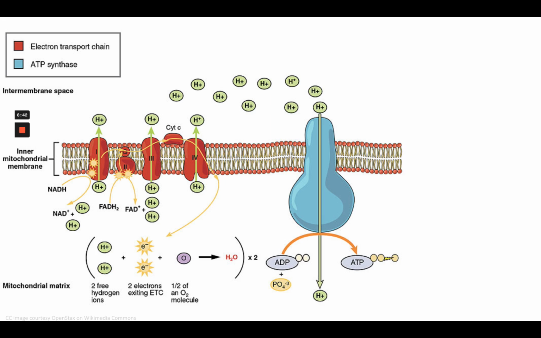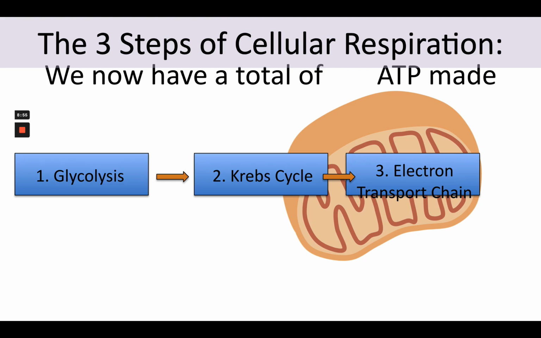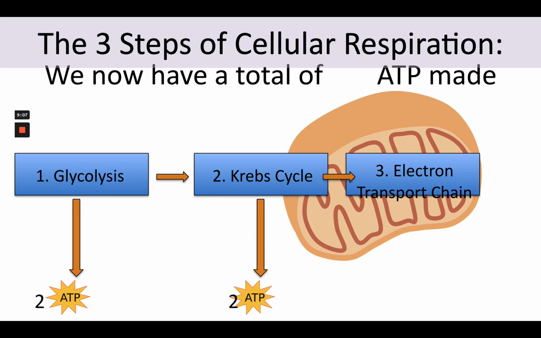Remember that the energy in the electrons from the Krebs cycle comes to the ETC. The energy in those electrons passes through the membranes and creates the ability to make the 32 ATP. So these are our 3 steps of cellular respiration, and we can see that in glycolysis we make 2 ATP, Krebs makes 2 ATP, electron transport makes 32, so we have a total of 36 ATP made per molecule of glucose.